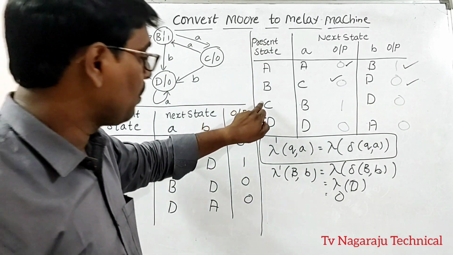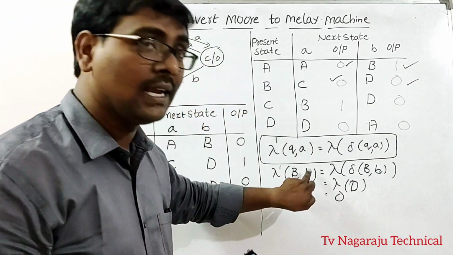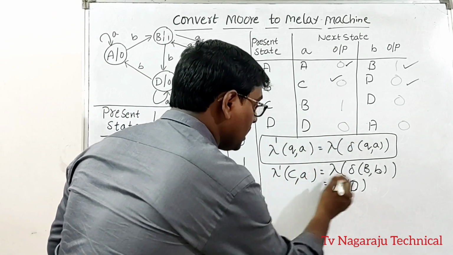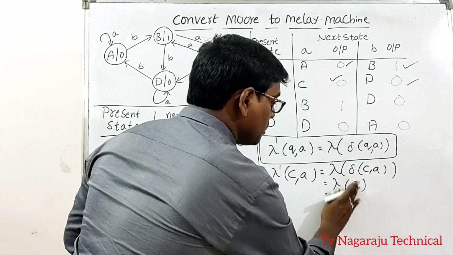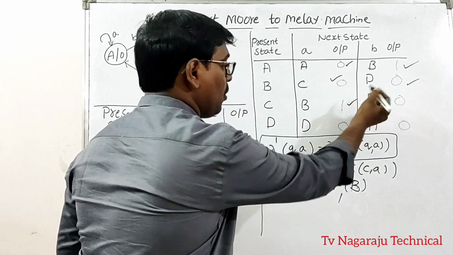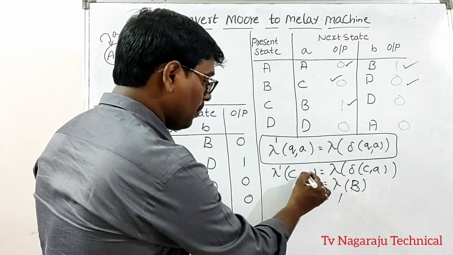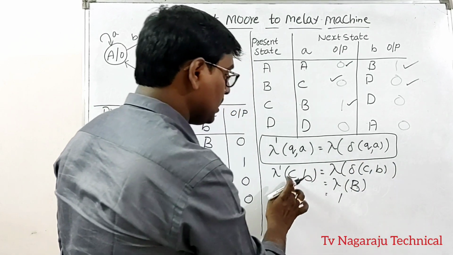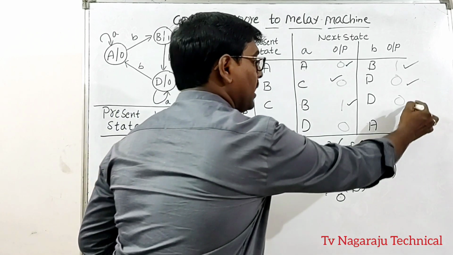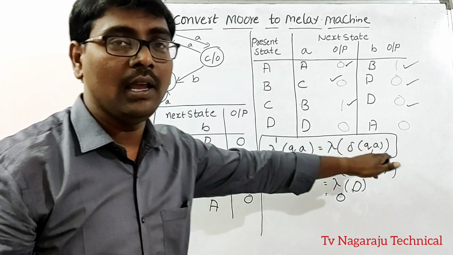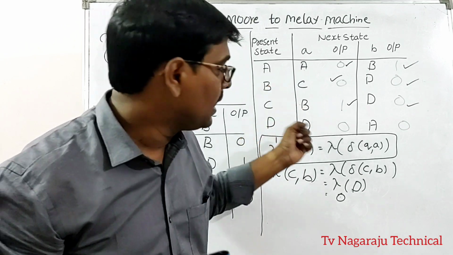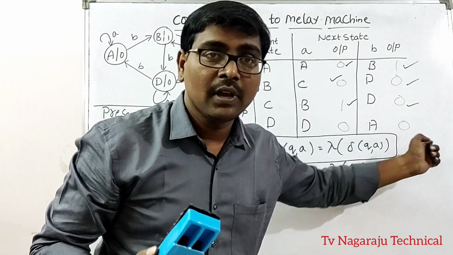Like this, you can apply for lambda dash of C comma a, C comma b. Suppose C comma a, simply C comma a. So C on a moves to B. What is the output for B? 1. So 1. Next, C comma b. State C with input b moves to state D. Output of D is 0. Like finally D on a, D on b. So D on a moves to state D. The output of D is 0. D on b moves to state A. The output of A is 0.